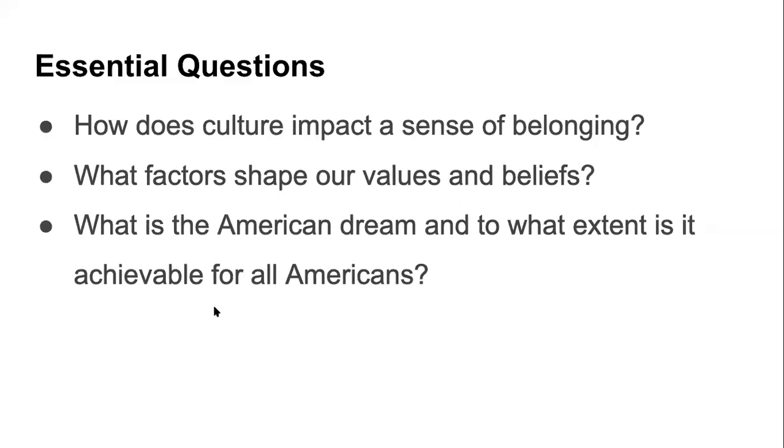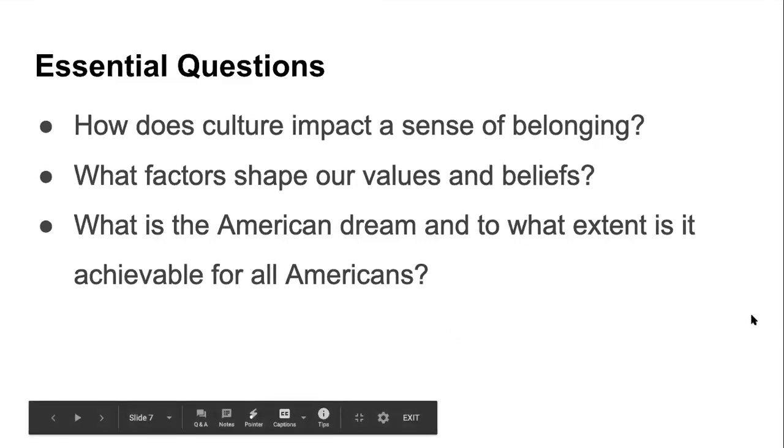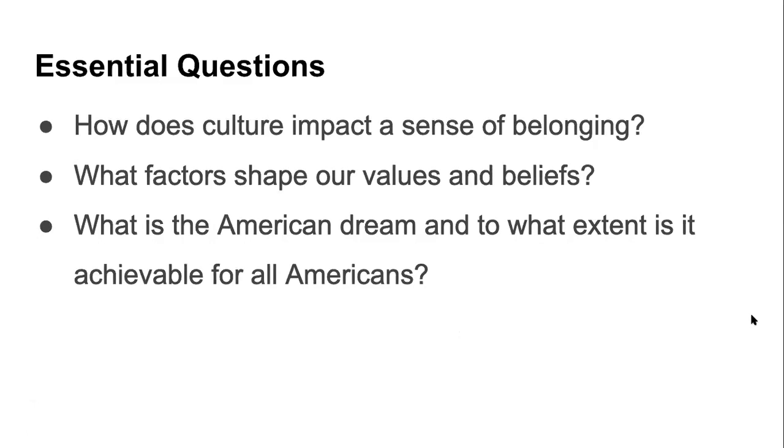Okay, so in our unit, we have some essential questions. And again, when I talk about schema, I'm talking about the overall architecture of what students need to know and understand to be able to process the content, okay? And so in this unit, we're talking about a young man in 1970s New York City, Spanish Harlem, okay? He's Puerto Rican, and this novel is all about the American dream. And so our essential questions are: how does culture impact your sense of belonging in your community? What factors shape your values and beliefs? And what is the American dream, and to what extent is it achievable for all Americans?